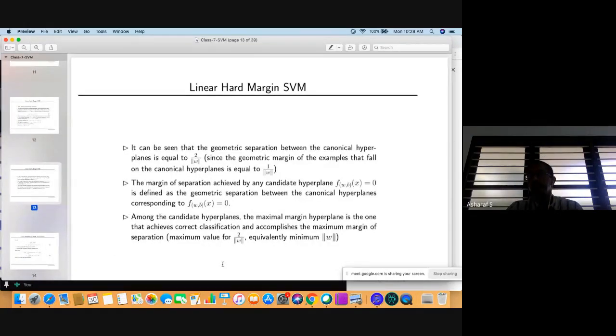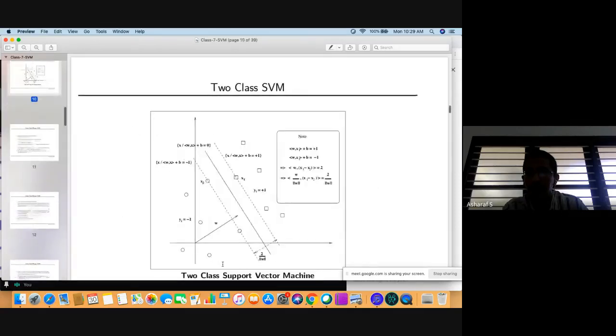It can be seen that the geometric separation between the canonical hyperplanes, the boundary hyperplanes, is 2 by norm W, since the geometric margin of examples that fall on the canonical hyperplanes is 1 by norm W. For any point falling on the canonical hyperplane, a boundary point, its geometric distance from w transpose x plus b, this is at +1.